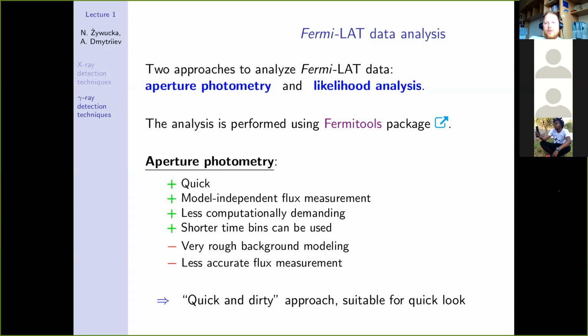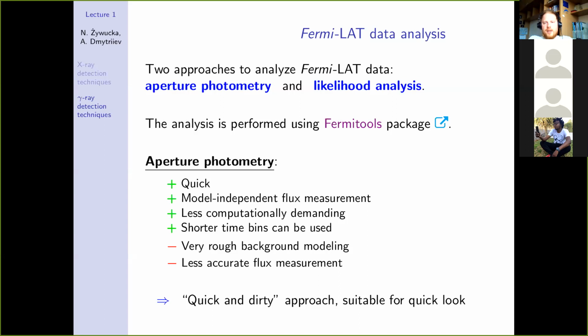Next, the Fermi LAT analysis. You can have two techniques: first is aperture photometry, or likelihood analysis. Aperture photometry is in fact very straightforward. You just count the photons. If you have experience with optical data, you just count the number of photons in pixels and you have the flux. It's very easy, but it has many drawbacks.